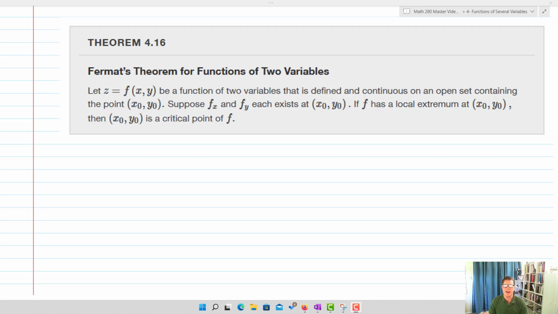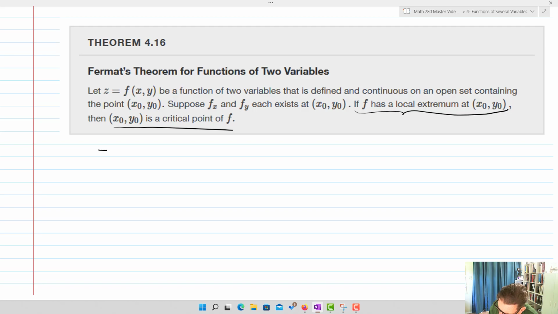And suppose that fx, the partial with respect to x, and the partial with respect to y each exist at x naught, y naught. If f has a local extremum at x naught, y naught, then x naught, y naught is a critical point of f. So what this is basically saying is that the critical points of f give us a group that we can look from in order to figure out the local extrema.